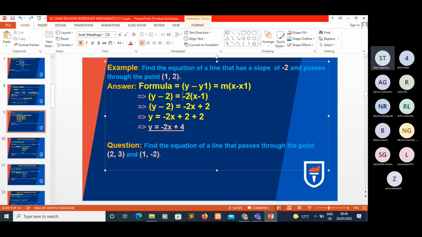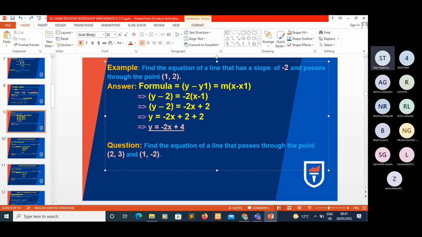Then minus 2 times minus 1. A minus times a minus becomes a positive. You should always know this when you are dealing with those signs. A minus sign times a minus sign gives you a positive. So minus 2 times minus 1 is simply going to be plus 2. That's how I get plus 2. So on my right side I now have minus 2x plus 2.